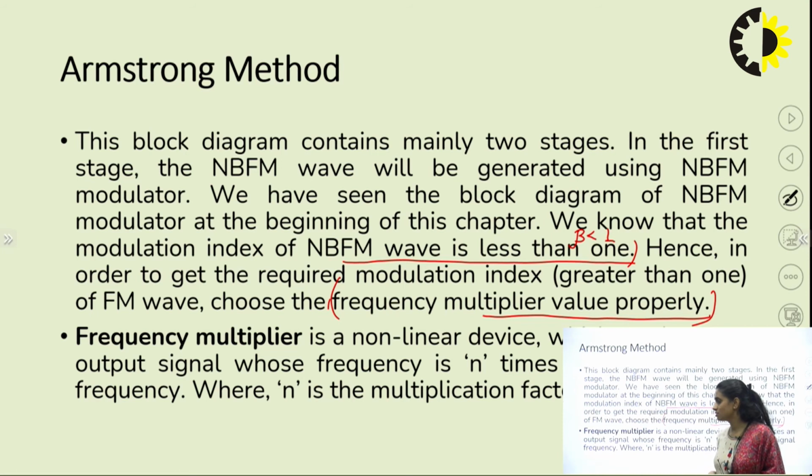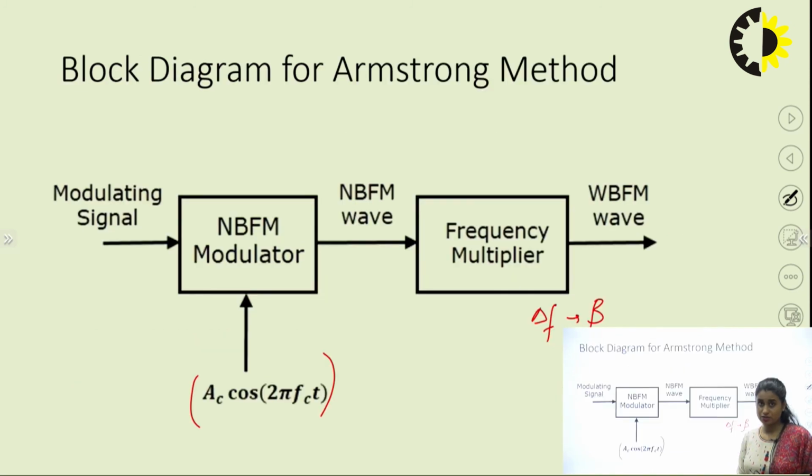So now let's talk about what my frequency multipliers are. A frequency multiplier is a nonlinear device which produces an output signal whose frequency is n times the input signal frequency, where n is the multiplication factor, right? So frequency multipliers play an essential role in increasing the value of del f, and correspondingly increasing the value of beta, and finally we are able to generate wideband FM, right?